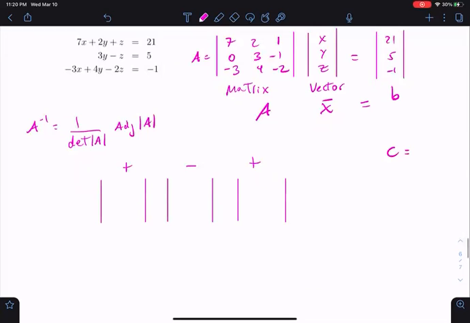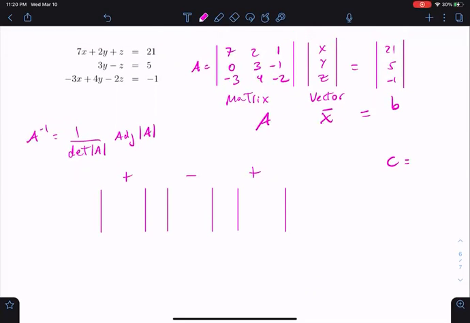So what is this? What is the cofactor of 7? The cofactor of 7 is 3, negative 1, 4, negative 2. Now, what is the cofactor of 2? The cofactor of 2 is 0, negative 1, negative 3, and negative 2. Okay, doesn't matter. What is the cofactor of 1? The cofactor of 1 is 0, 3, negative 3, 4.